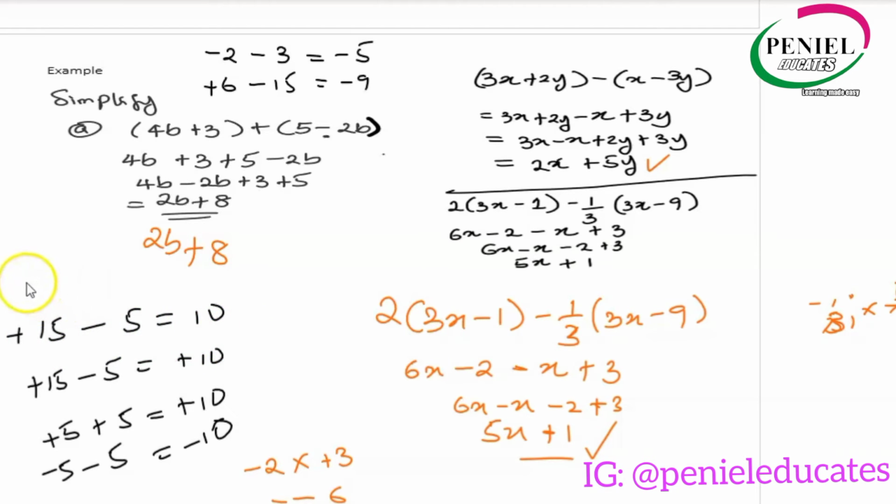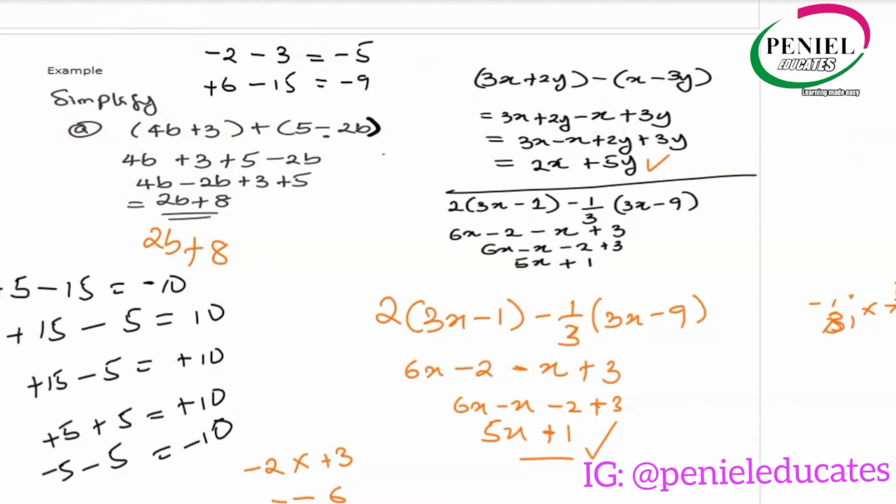So if you have a positive 5 minus 15, it is going to give you a negative 10, because minus 15 is more than the positive 5. So that's going to give you a negative 10. So those are the things you also need to know while you work on algebra.